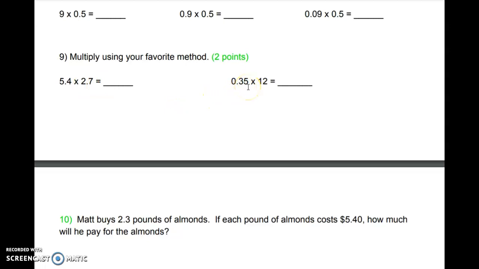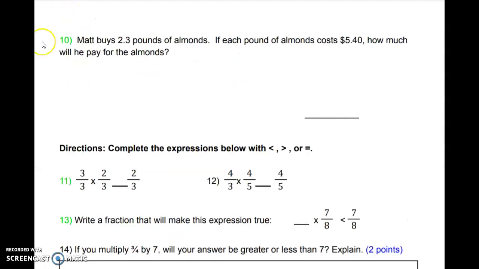And then this one is 35/100 times 12. So again, you could stack them up, and then just remember you need to put your decimal in the hundredths place for your answer. Number 10, Matt buys 2 and 3/10 pounds of almonds. If each pound of almonds costs $5.40, how much money will he pay for the almonds?